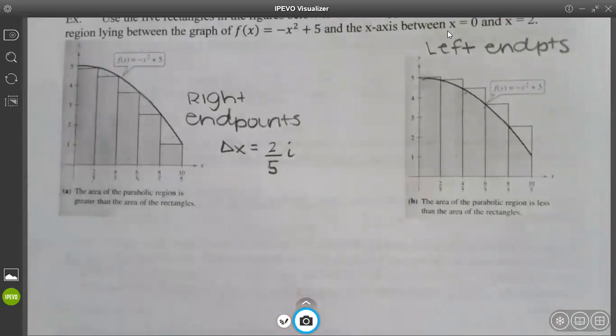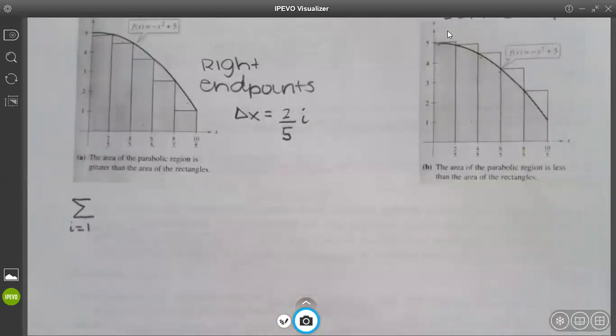Okay. So then we're doing the summation of i equal to 1. It can equal anything it wants to, but we're always going to use 1 for right now, unless they tell us something different, like start at 0, start at 3. So right now, everything is 1. All right. So then how many rectangles do we have? 5. So our n is going to be 5.